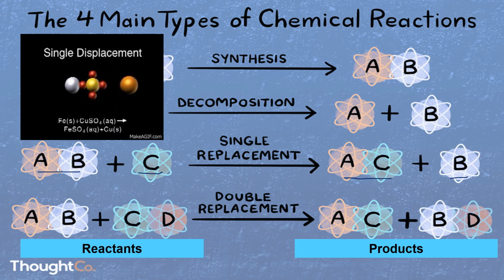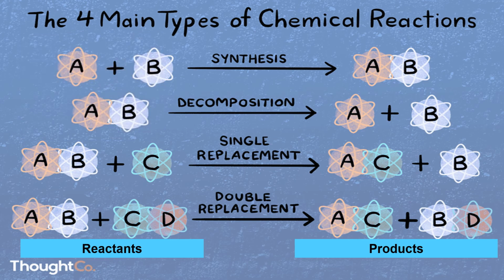Kung papansinin natin, makikita natin na ang isang element from compound AB, which is B, ay napalitan ng bagong substance, which is C. Kung kaya, ang kanyang bagong product na, instead of compound AB, ay compound AC at nakahiwalay na ang substance B.